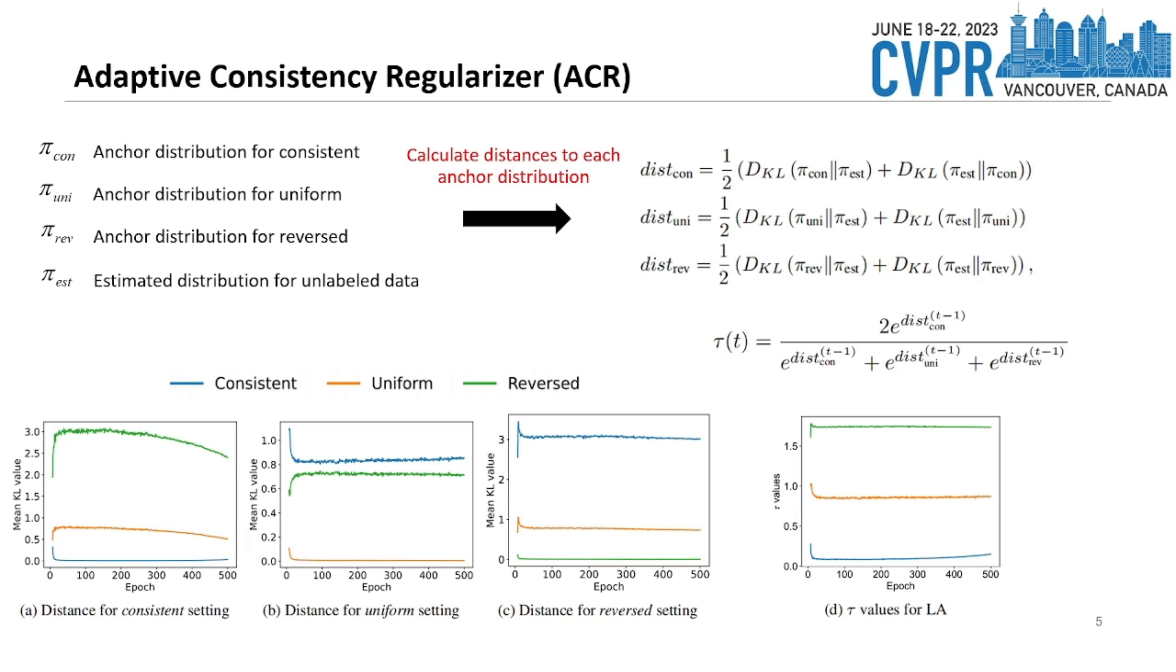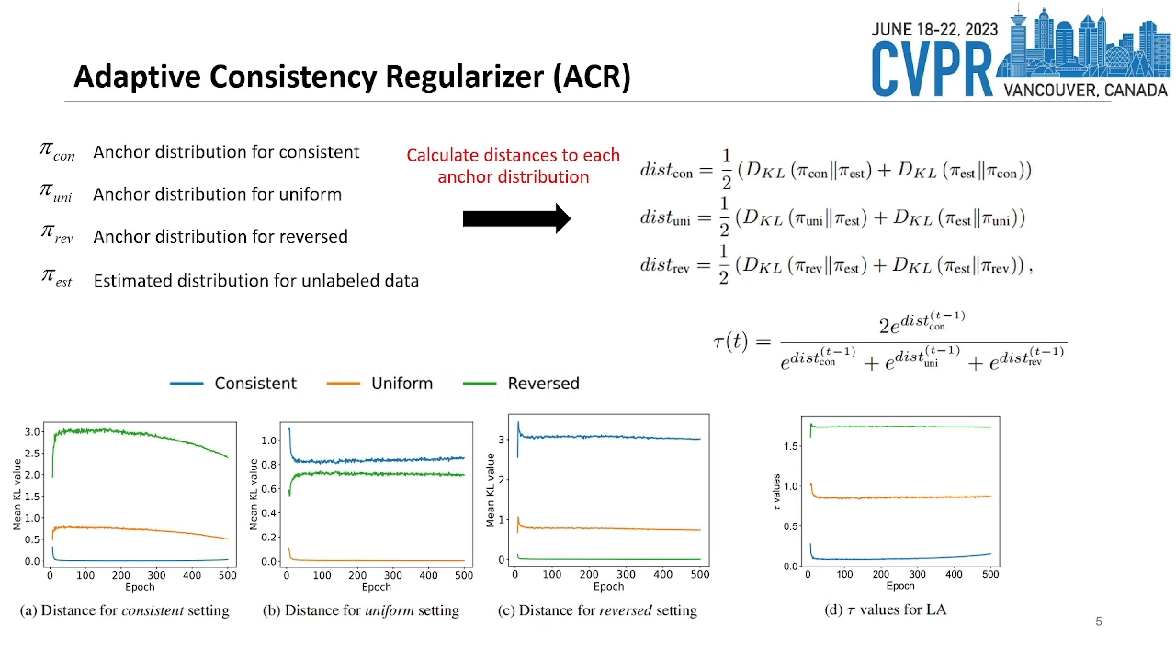Fortunately, we overcome this difficulty by a simple dynamic logit adjustment in a unified formula according to the unlabeled data class distribution estimate, which helps ACR automatically change the intensity of logit adjustment. To estimate the true distribution, we first craft three anchor distributions: the class distribution of the labeled data, a uniform distribution, and a reversed class distribution of the labeled data. Then we take the pseudo-labels produced by the balanced branch to estimate the distribution and calculate its distance to each anchor distribution by bidirectional KL divergence.